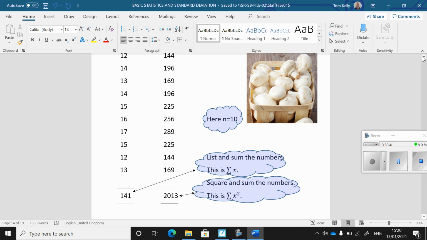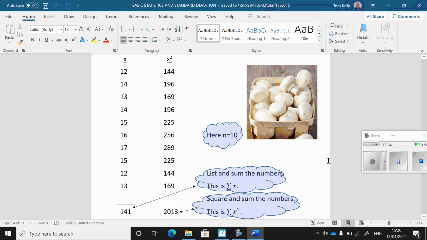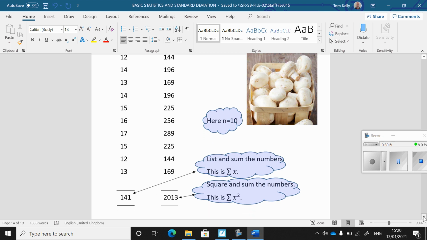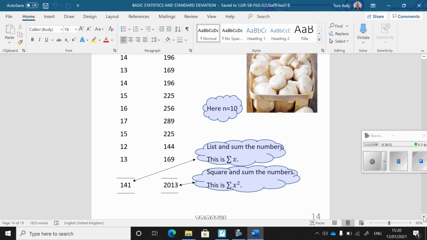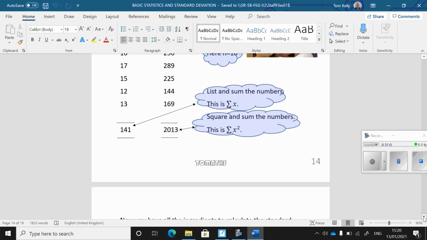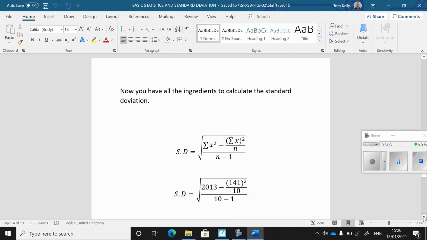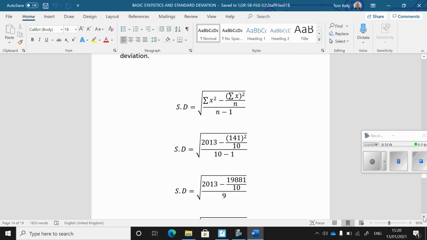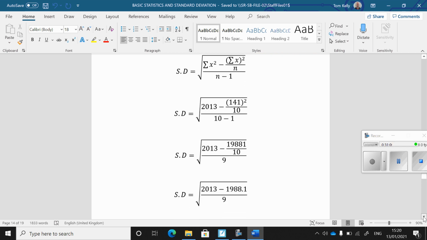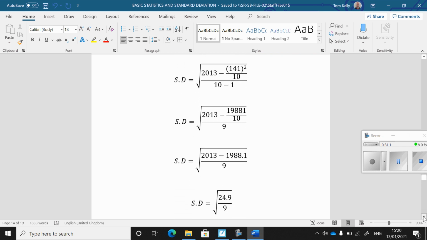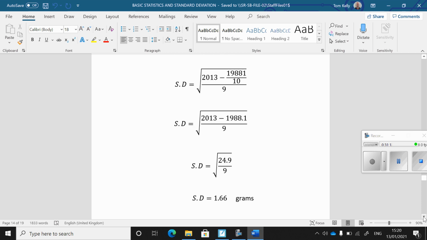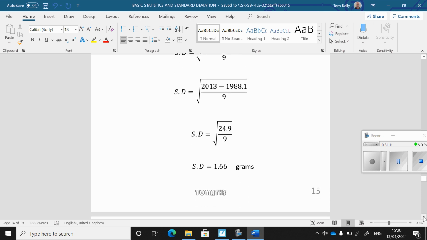Column next to it is the square of all your numbers. Done that. Add them up. Okay. You can see on the right hand side, just next to the mushrooms, n is 10 in this one here. We'll get the sum of x. I've highlighted them. The sum of x squared, I've highlighted them. Get your formula, put things in position, and gradually take your time. Okay. Take your time, take your time. All the way down to there.